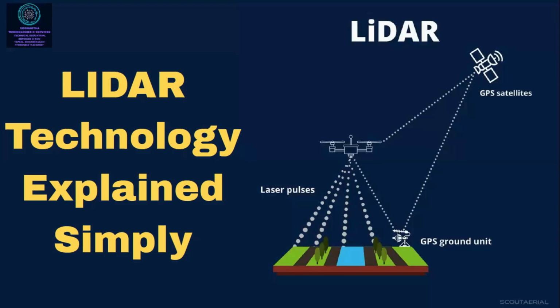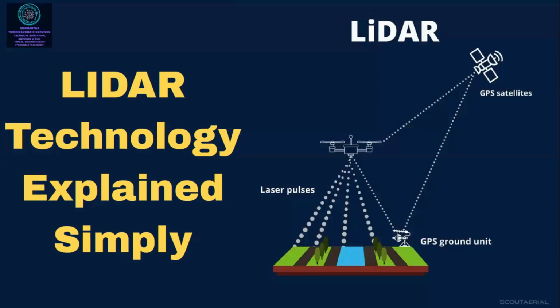As you can see in the picture, there is a drone, which is controlled by a GPS ground unit. Also, this ground unit is connected to a satellite. You must have seen this type of thing in the movies, that is, colorful drone shows in China and other countries. It works on that. That means they use LIDAR technology.